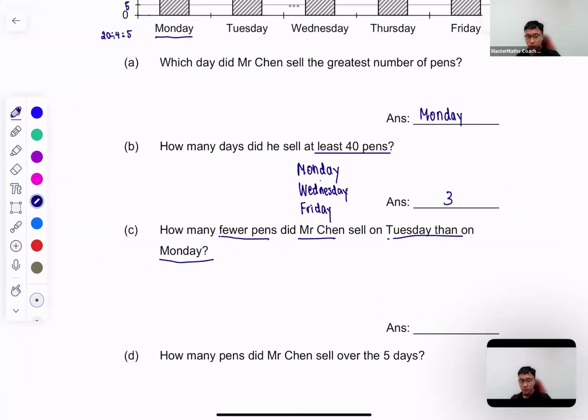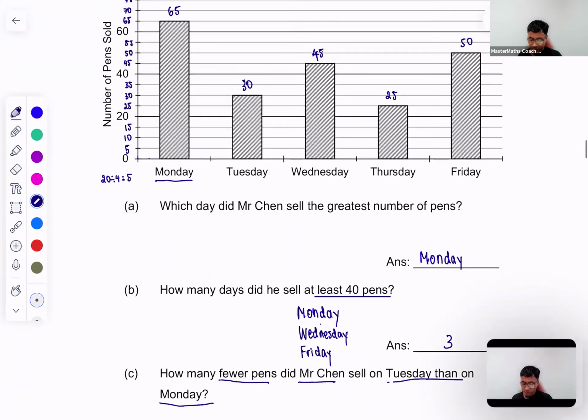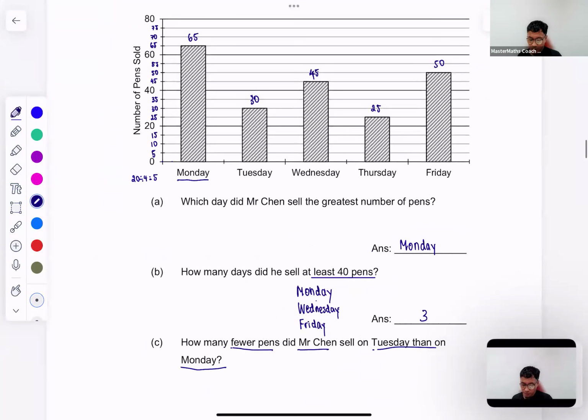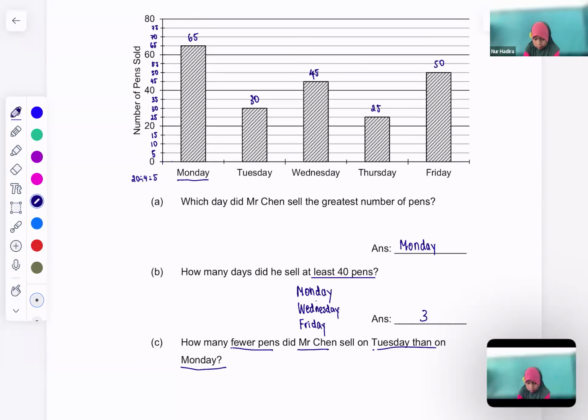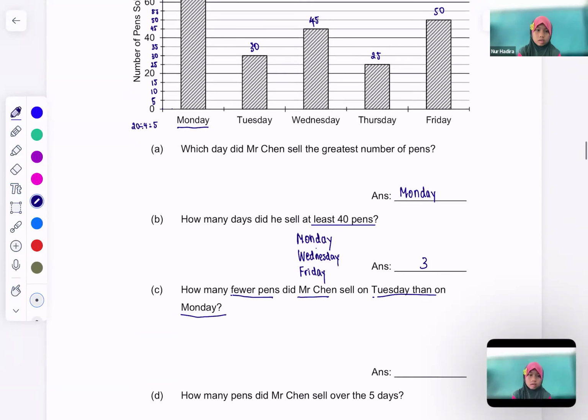Okay, now let's look at this. How many fewer pens did Mr. Chen sell on Tuesday than on Monday? Can you help me find out how many fewer pens Mr. Chen sold? Do you know how to do this question? No. Okay, you don't know how to do. So first tell me how many pens did Mr. Chen sell on Monday? 65. Okay, 65.